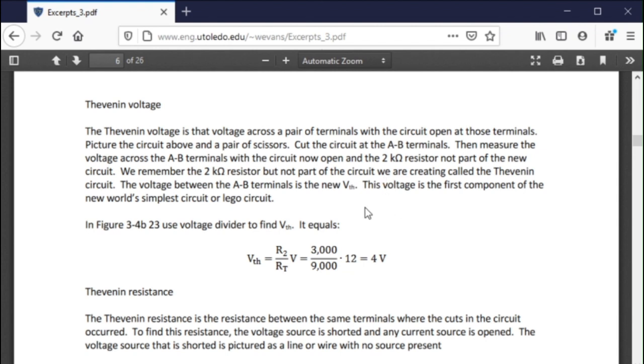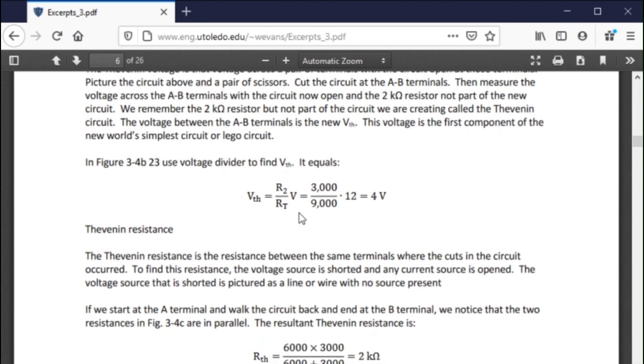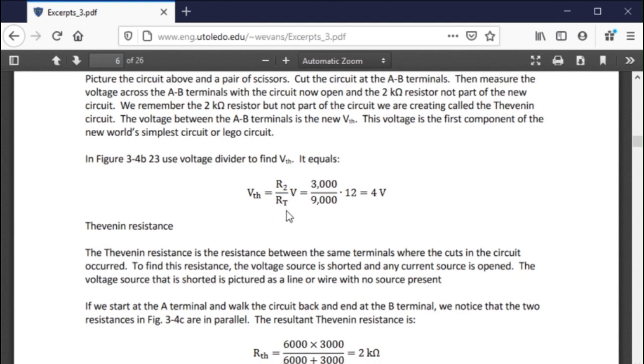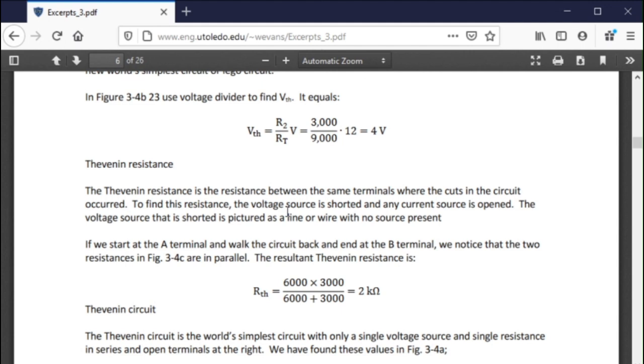The voltage is the first component of the world's simplest circuit, or Lego circuit. So to find V Thevenin, you use voltage divider. Thevenin resistance is the resistance between the same terminals where the cuts in the circuit occurred, but in order to do that, you short out any voltage supply, and any current source you open. We'll say, I don't know what a current source looks like. Well, don't worry about it. You will later. But again, voltage source has to be shorted. They're rubbed out, basically eliminated. And the current source is opened, or made an open circuit.